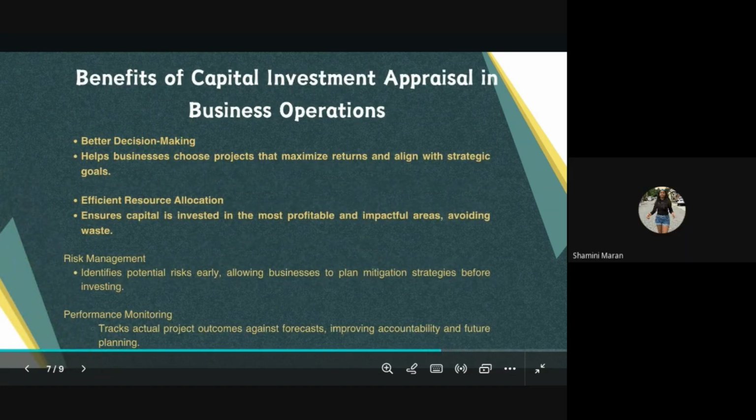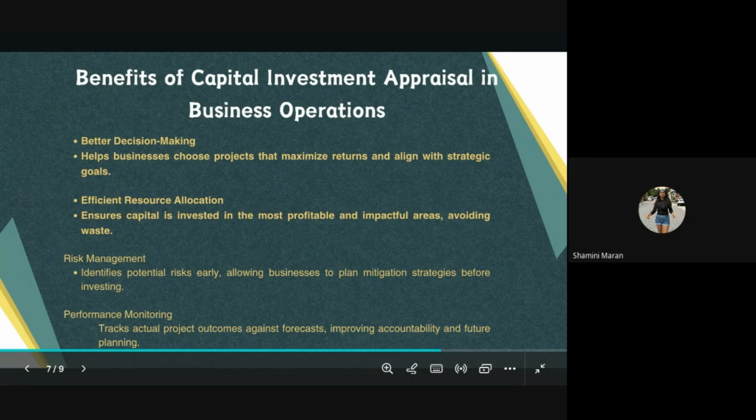Capital investment appraisal techniques play a critical role in supporting businesses to make informed strategies regarding their investment. The following are four specific benefits of implementing these techniques.